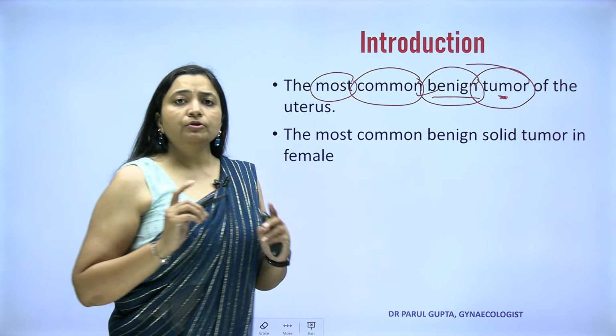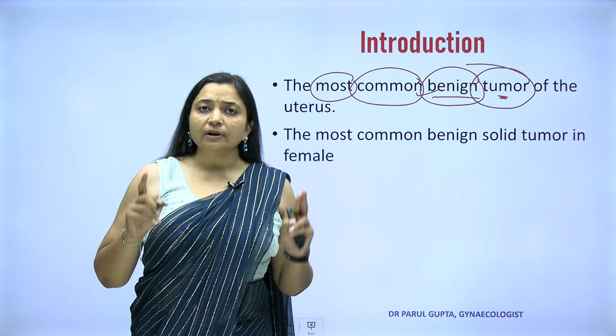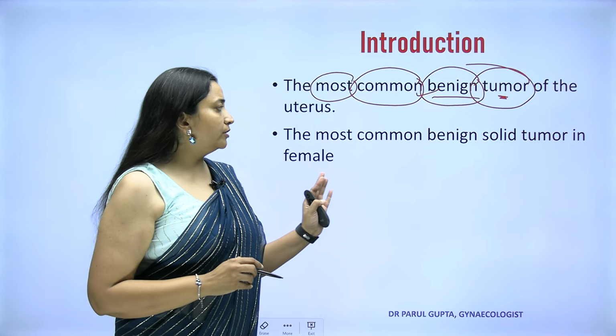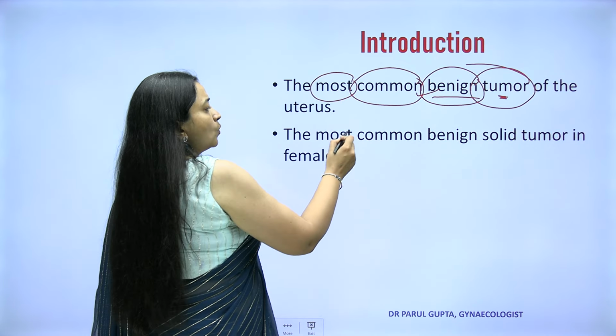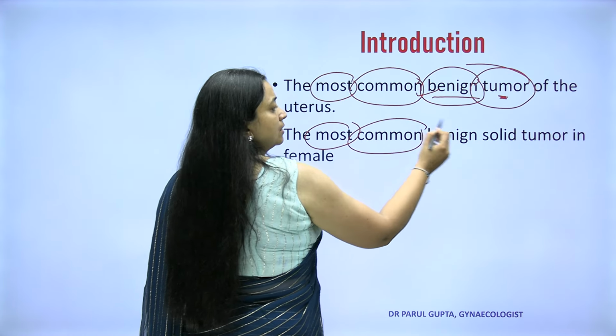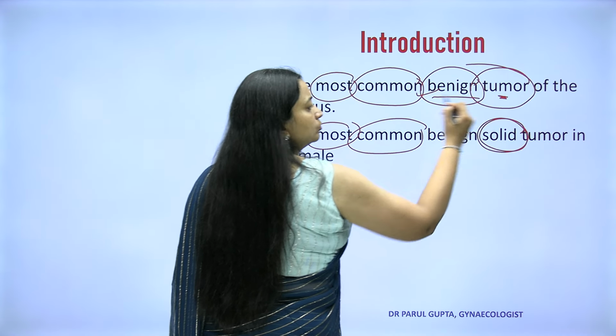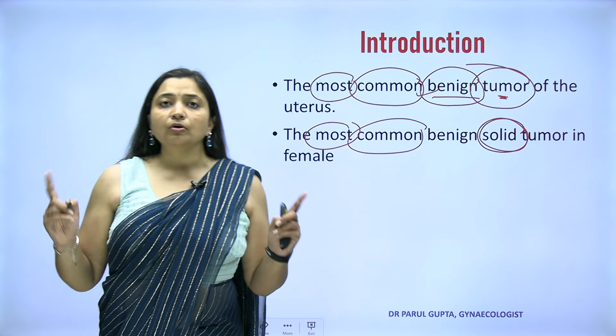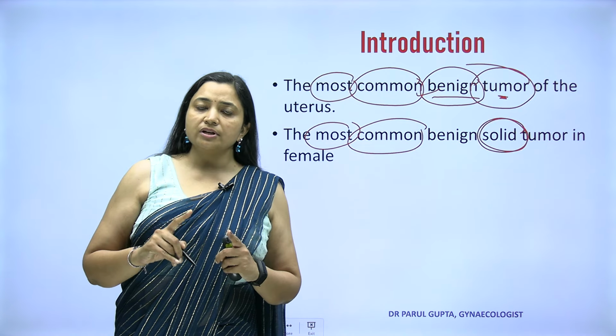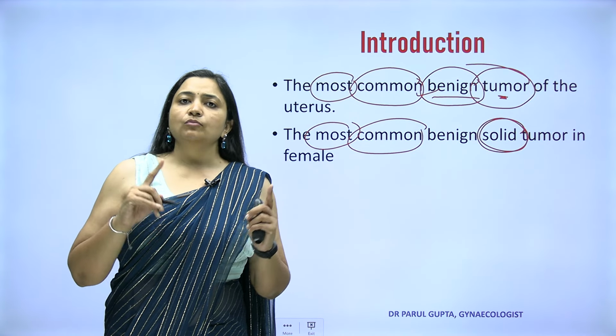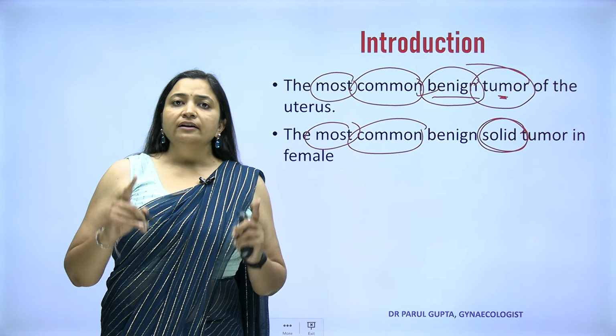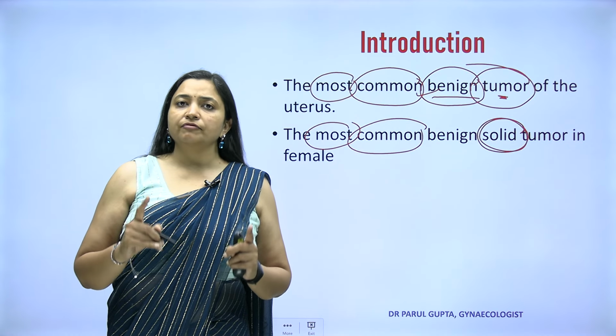So in cases of the uterus, the most common benign tumor is fibroid uterus, and it is the most common benign solid tumor of the female, not of the ovary, of the uterus. The uterus, and that too fibroid, is the most common benign solid tumor of a female body.